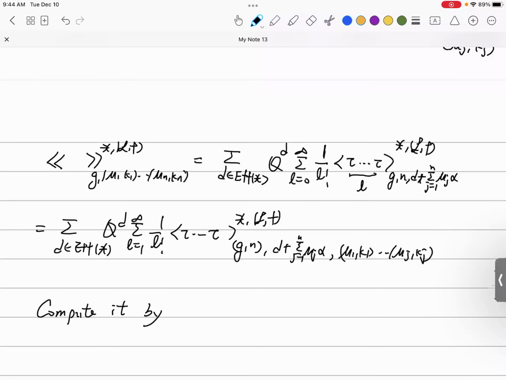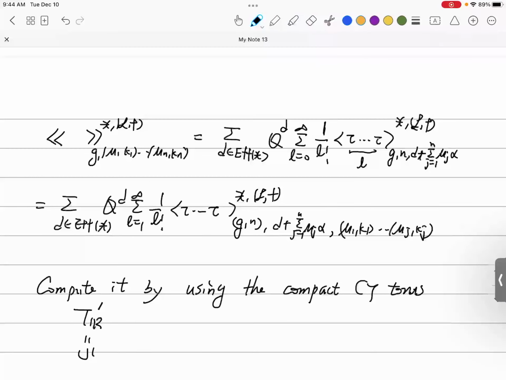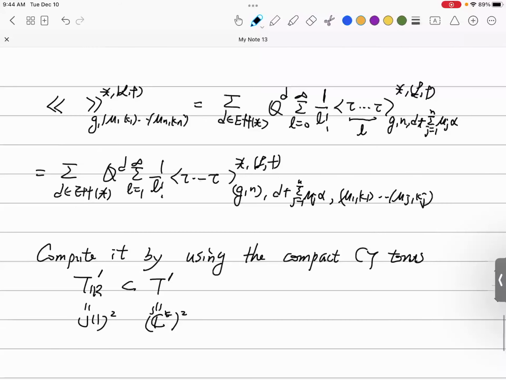So we recall that we computed by using the compact Calabi-Yau torus T_R', because this is the torus which will preserve this Lagrangian, so it acts on this moduli space. This is the maximal torus of the so-called Calabi-Yau torus. So we can compute it by using the compact torus, but then after that we specialize to the one-dimensional framing torus. So this invariant will depend on the framing.